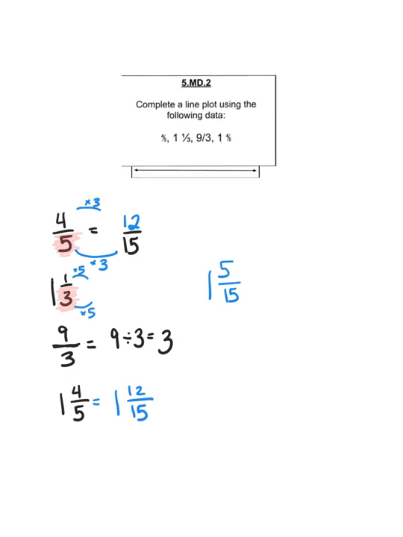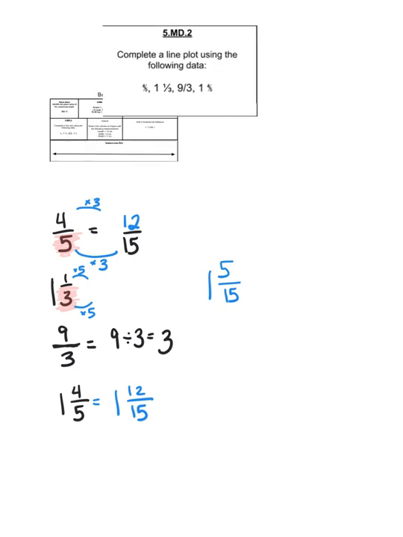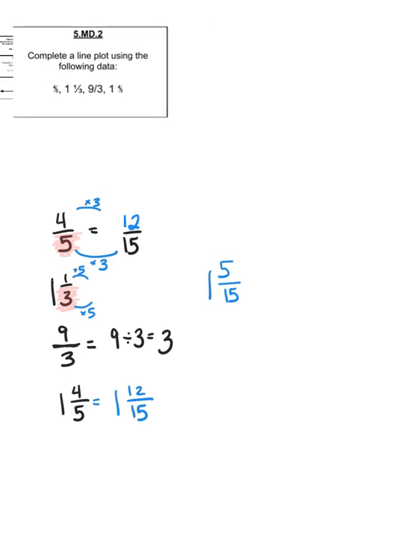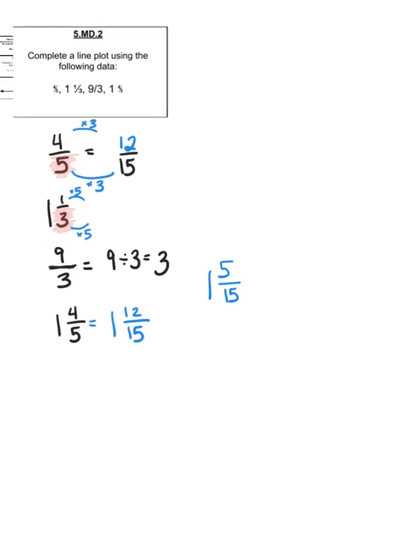Let me get some more space to work with here. Okay. One thing that I'm noticing is that people are not putting X's on their line plot to represent each piece of data. So this 12/15, this number represents one piece of data with that value. So we need to put an X above it on the line plot.